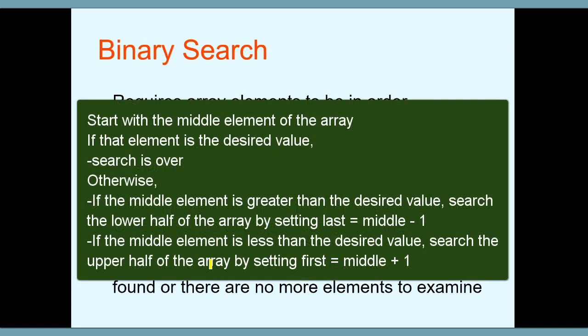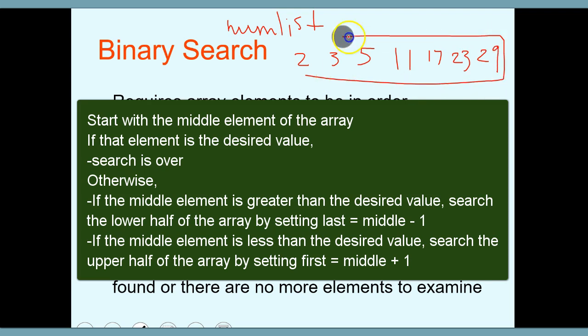Okay. So let's take a look at one of them. And first, let me just draw out what this would look like. So let's say that numList had a 2, 3, 5, 11, 17, a 23, and a 29. So there's numList.